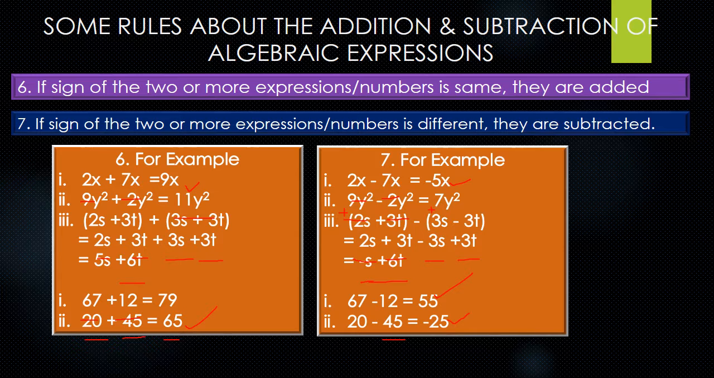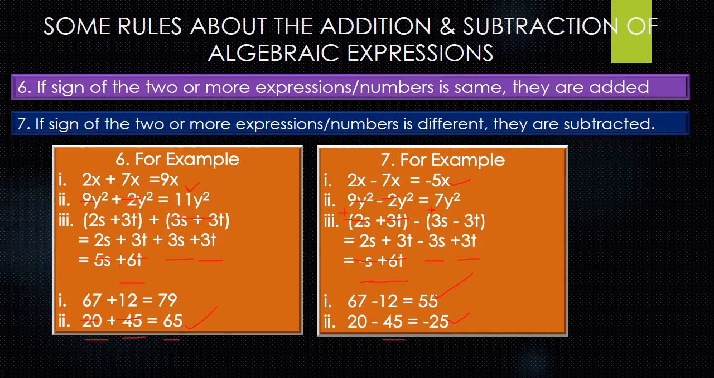So plus 3t we have got. Now you look at here, 2s and minus 3s are like terms. The sign is different. Minus 3s and 2s. 2s is positive and 3s is negative. So I will subtract 2 from 3 and the sign of the 3 will be put here. So I have got minus s.